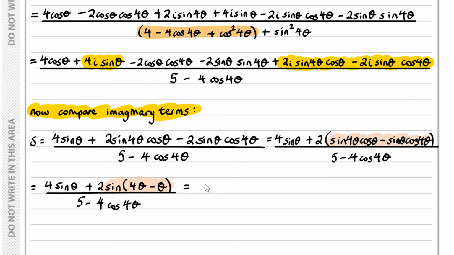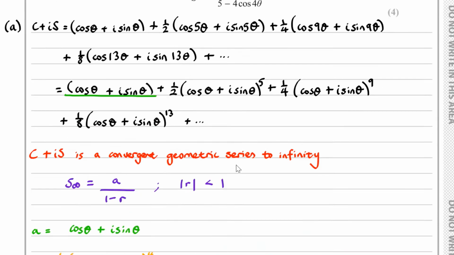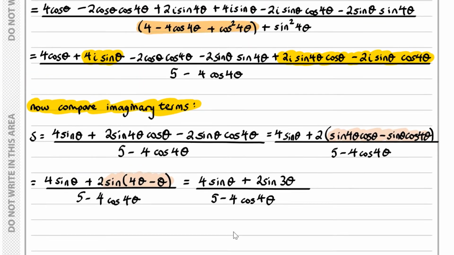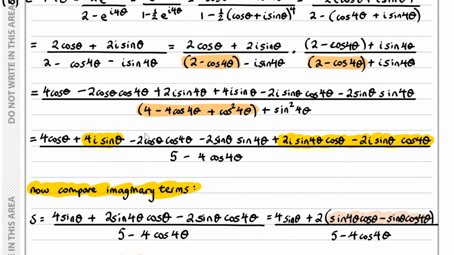And therefore we have 4 sine theta plus 2 sine of 3 theta over 5 minus 4 cos 4 theta, which, if you go back, that's exactly what we have here. So quite a difficult question in my opinion to understand what's going on, but hopefully going through it step by step made complete sense.